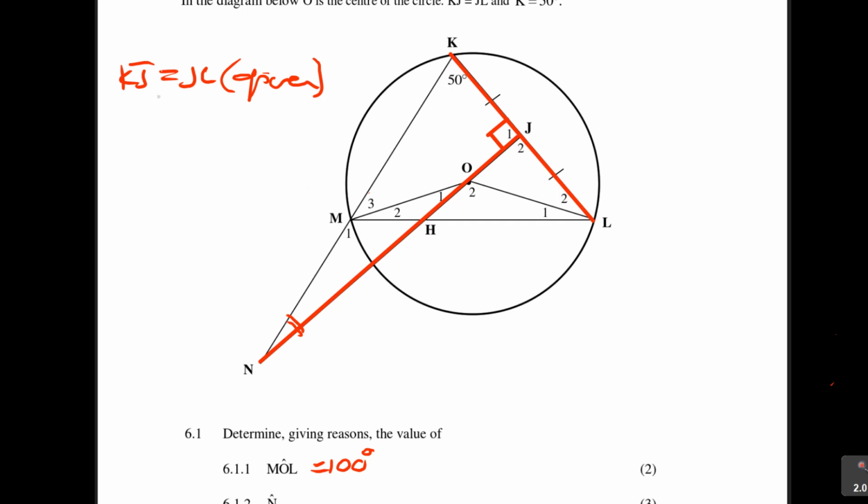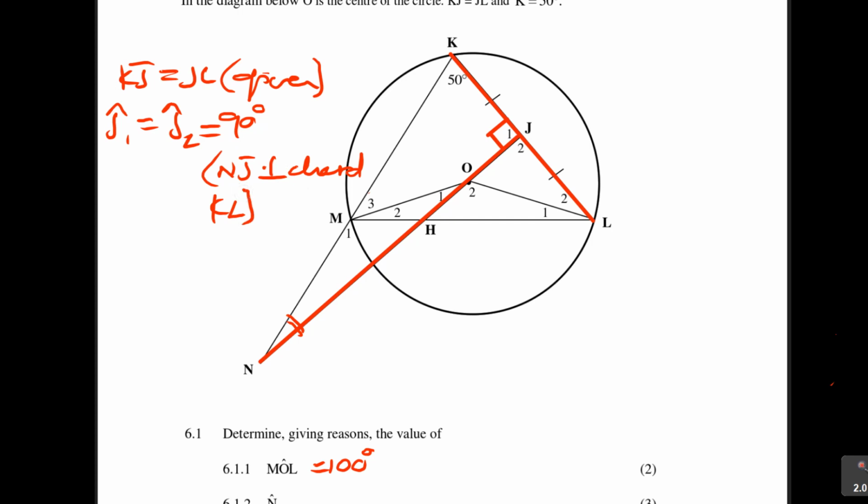And then the second part, we're going to say J1 is equal to J2, which is equal to 90 degrees. See? And then we're going to say NJ perpendicular to what? To chord KL. So we can take it into two steps then.